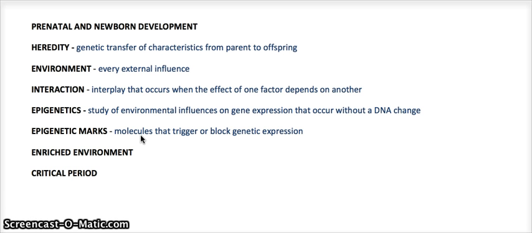Now, after the kid is born, growing up, there's a couple of things that affect how you turn out. One is enriched environments. Enriched environments are important. This does not mean you need to go and buy Baby Einstein for your 6-month-old to watch. That's not going to be an enriched environment. An enriched environment basically means it's not a horrible environment.